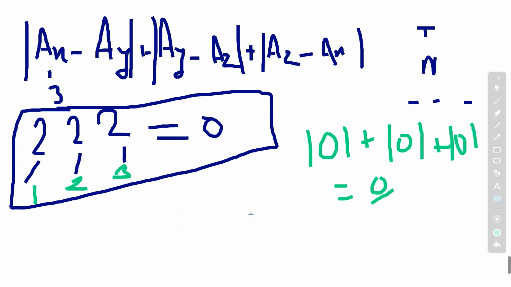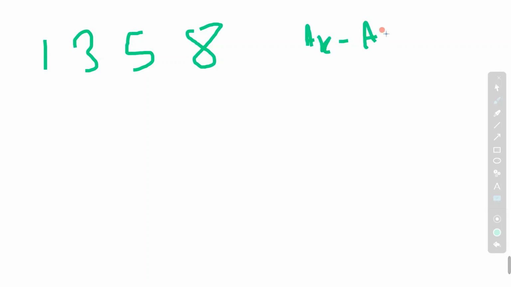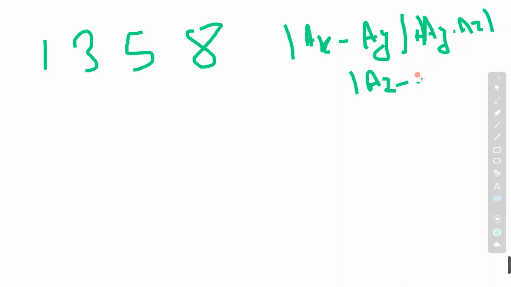Okay, completed. After that we will go with some random values: 1 3 5 and 8. Let's take these as the values. And our formula, always remember, is |ax - ay| + |ay - az| + |az - ax|.